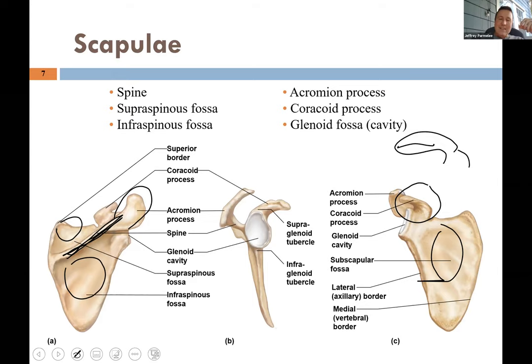And then this little saucer-like part that sticks out is the glenoid fossa, or glenoid cavity. That is the socket that the humerus goes in. It looks really small here. In life, you have a labrum, a kind of lip around it that deepens it a little bit, but this is a very unstable joint. Your shoulder can dislocate pretty easily.